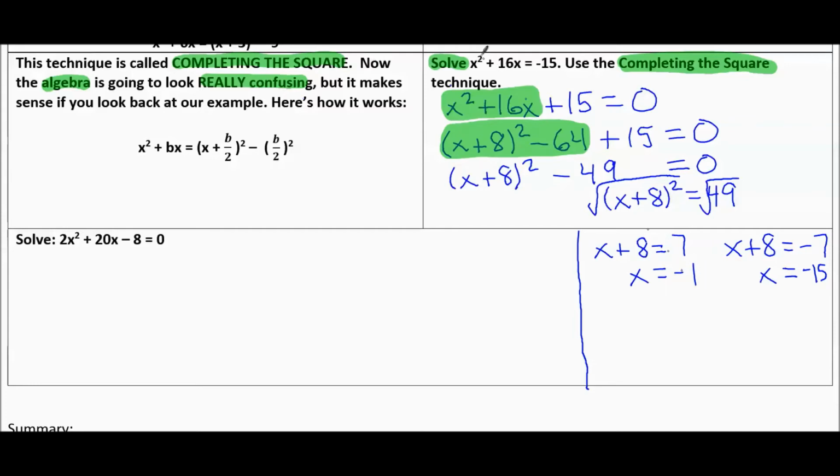If I substitute negative 1 in for x, negative 1 squared is 1 plus negative 16. 1 plus negative 16 is negative 15. Yep, works. x equals negative 15. Quantity negative 15 squared, what is that, 225, plus 16 times negative 15.